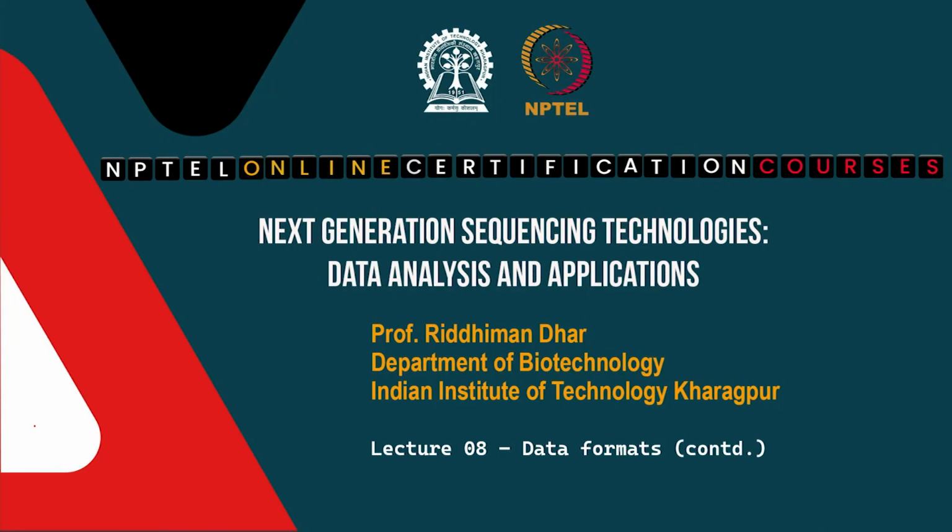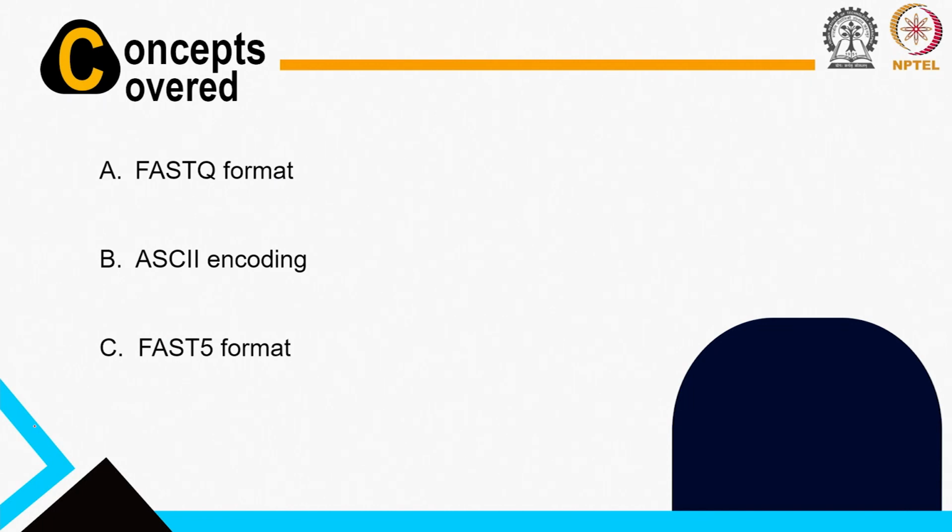In the last class we started a discussion on data formats. We discussed FASTA format, looked at its benefits and drawbacks, and introduced FASTQ format. To address the drawbacks of FASTA, FASTQ combines sequence data along with the quality score. In today's class we will continue our discussion on FASTQ format and also look at actual sequencing data. These are the concepts we will be covering in this class.